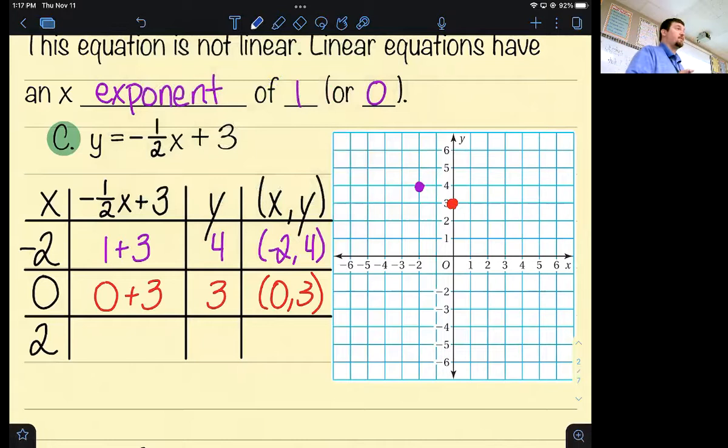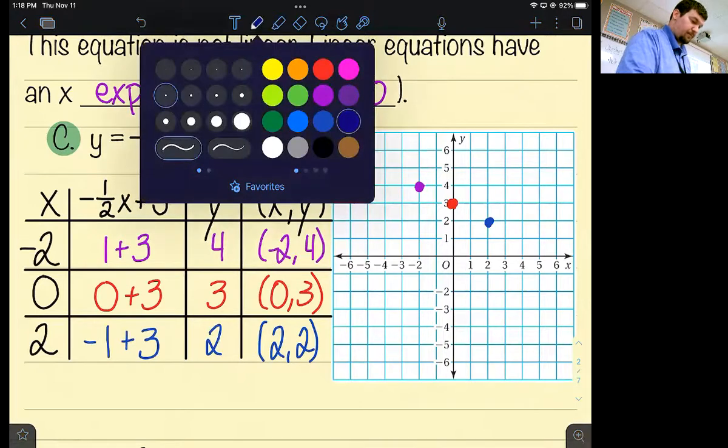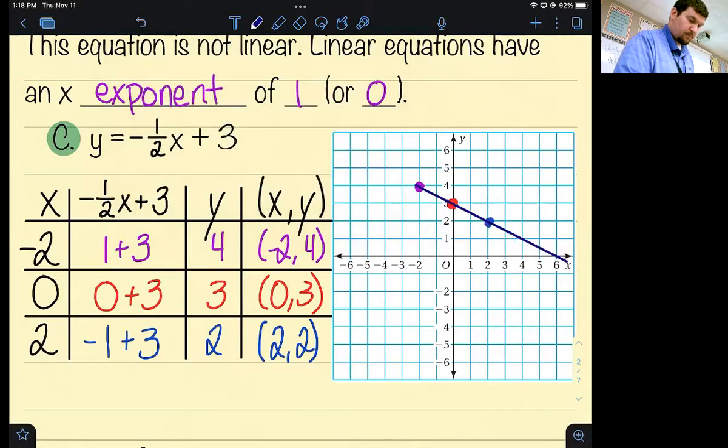And then when you plug in 2, what's negative a half of 2? -1. Negative 1 plus 3 is 2. And so we'll plot 2, 2. When I plug in 2 for x, I get 2 for y. And as you would expect, because we knew it should have been linear for this one, it is linear. And so I graphed a line going all the way through the graph from end to end.